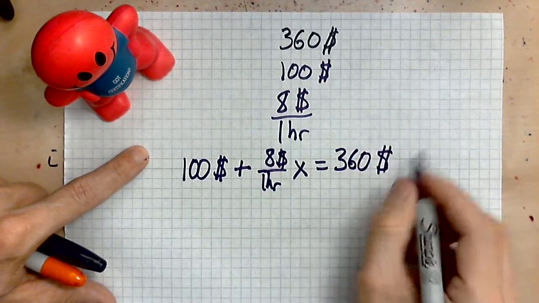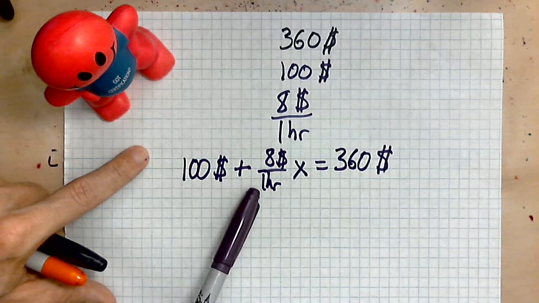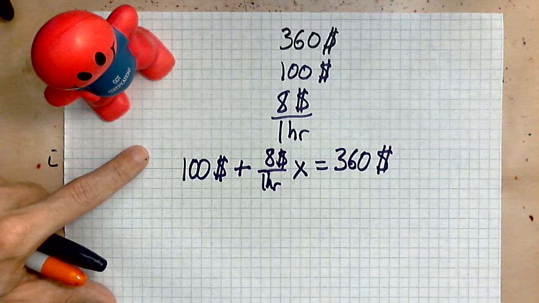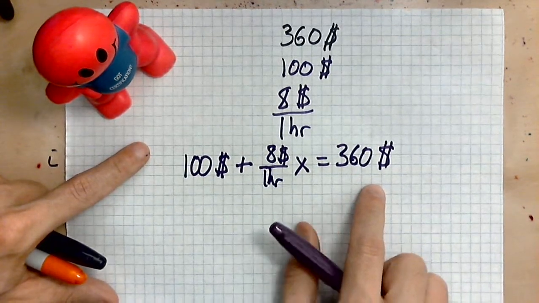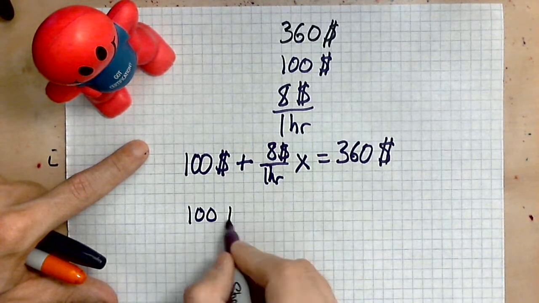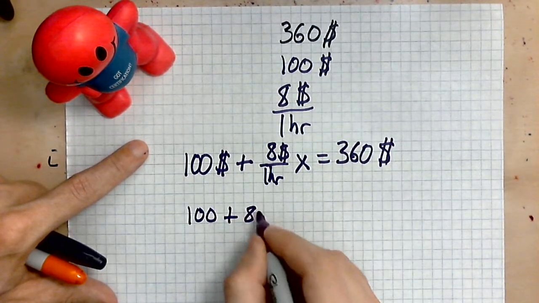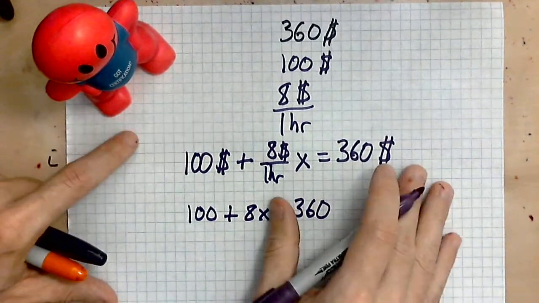Okay? So the left side tells you the 100 he's got saved plus whatever money he makes additionally has to be equal to $360. First I write it with units, because then it's more physically meaningful. But after that, you drop the units, so it's not so cluttered. So you'll write 100 plus 8x equals 360.